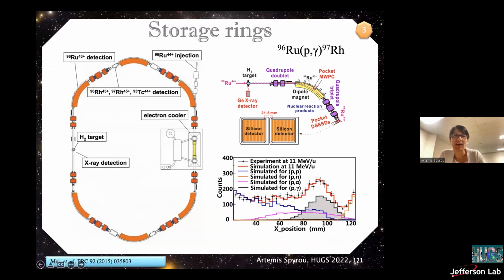And you have a very nice thin target. Here's, let's say, a hydrogen target. So in this experiment, this is at GSI in Germany. In this experiment, they injected a ruthenium-96 beam.